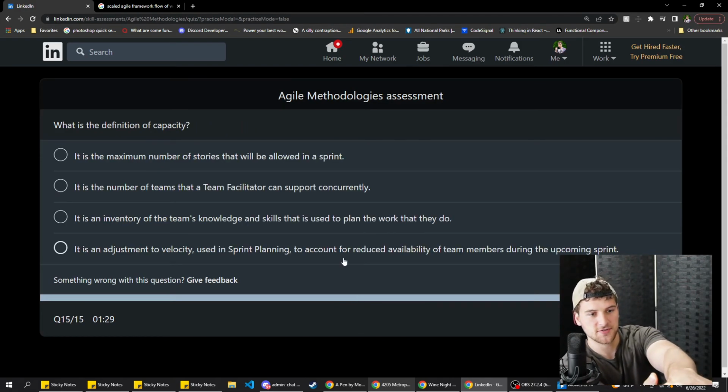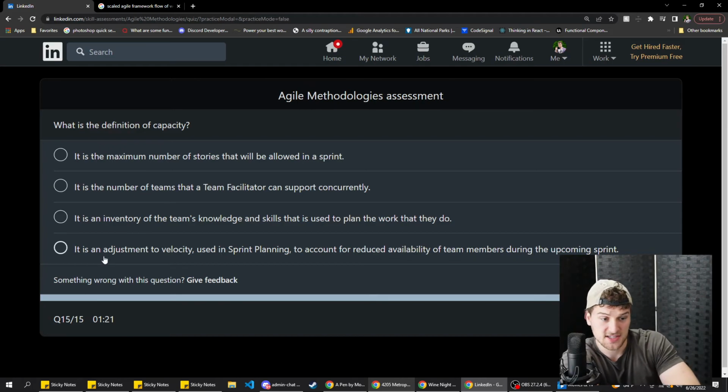What is the definition of capacity? Like how many story points a developer can handle per sprint or the team can handle per sprint? It's my initial guess. Let's look at this longest answer here. It is an adjustment to velocity used in sprint planning to account for reduced availability of team members during the upcoming sprint. That sounds pretty close and it's the longest answer. So we are probably going to go with that. But let's read these others just to be safe.